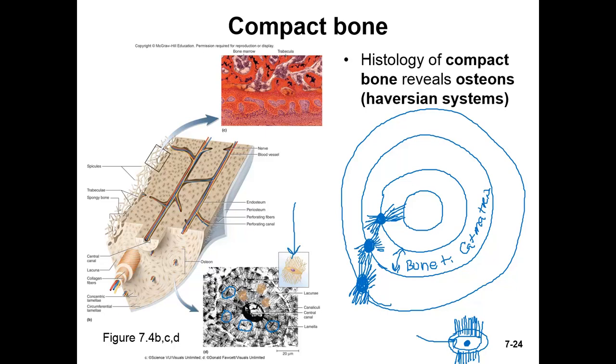And then what you have to remember is these cells are alive, and in order for them to stay alive, they have to get nutrients and oxygen from the arteries or the blood vessels that are in the center of the central canal. So if this blood vessel is carrying nutrient or oxygen, it would go through some smaller canals we're going to name in just a second. And these smaller canals are going to pierce the bony matrix so that the nutrients can get to this cell. And then the nutrients would go through another canal to get to this cell, and then through another canal to get to this cell.